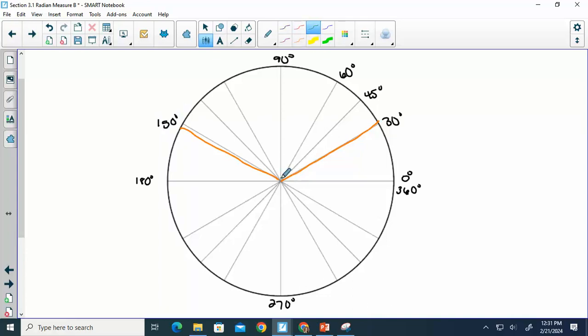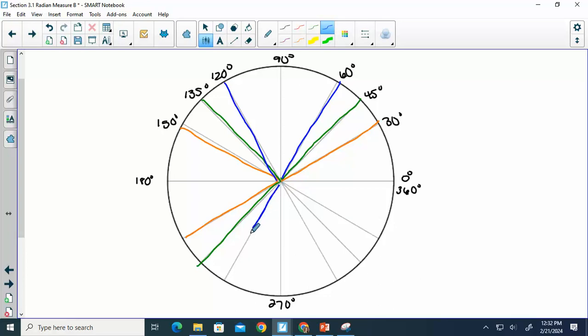Okay, here is my 45. This is our 60. Okay, everybody knows how we got those. Well, that pattern continues. So this next line is also a 30-degree reference angle. This one is also a 45 degree. This one is a 60 degree.